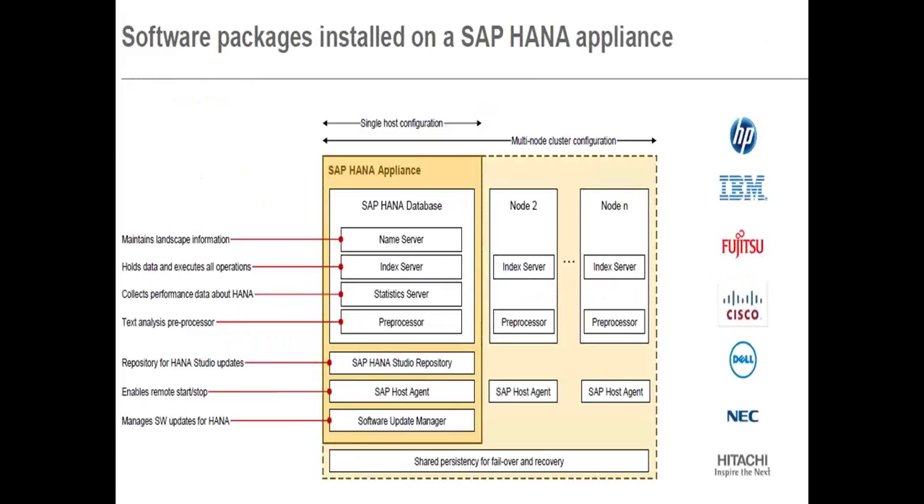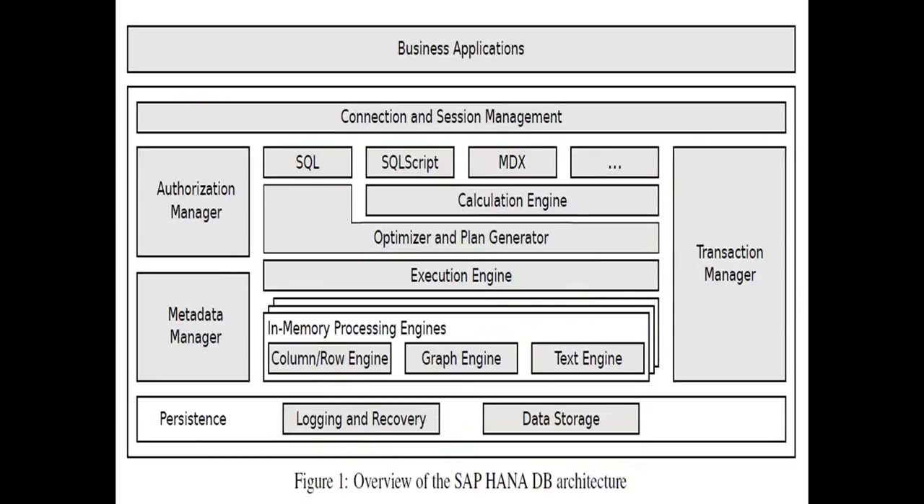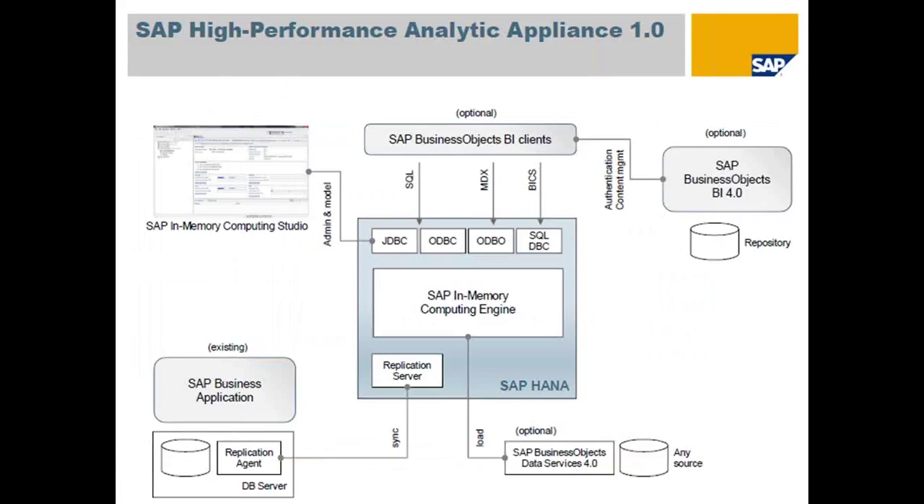Then we discussed in the last class about the name server, index server, statistic server, preprocessor server, and the task. The main important server at the heart of the HANA database is the index server. So, this is the architecture of the index server. Again, within HANA we have a server, and the index server itself has its own architecture. We discussed each component here.